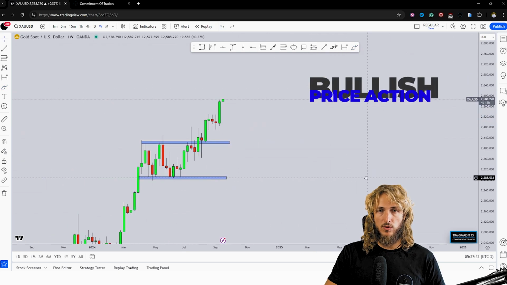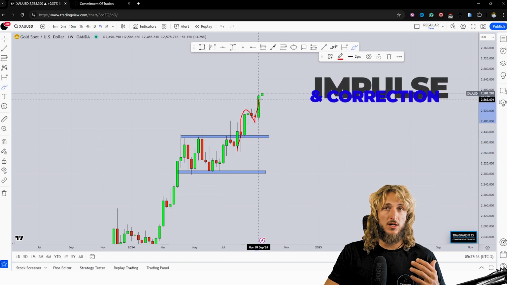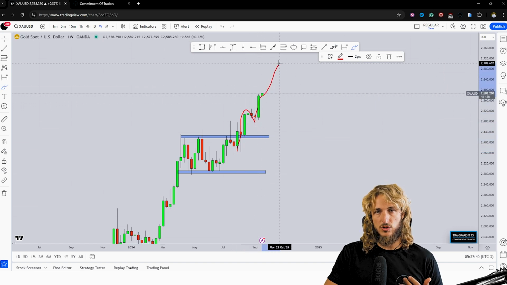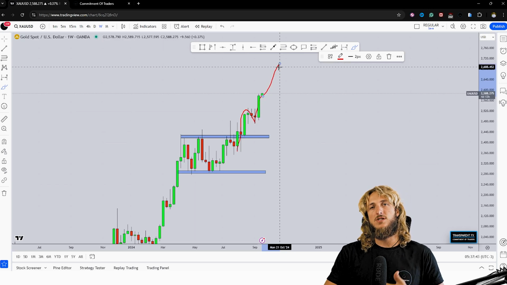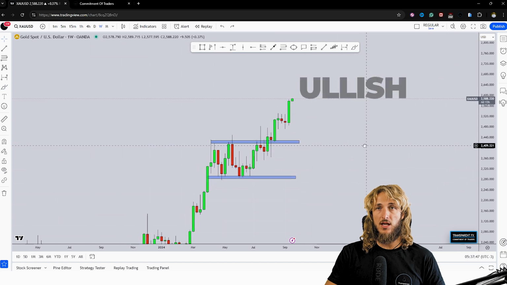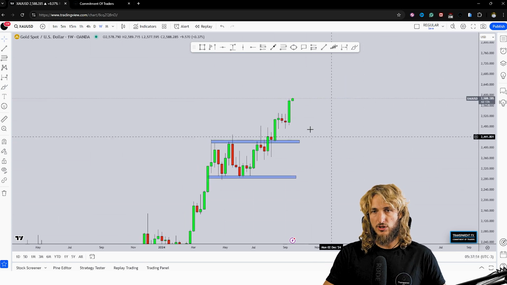After that, what we had is a very clean impulse to the upside, followed by the correction. Now the market is continuing with the continuation to the upside. So in a situation like this, there is good probability of seeing more bullish price action being developed away from this area. So the weekly time frame as well does seem quite bullish.